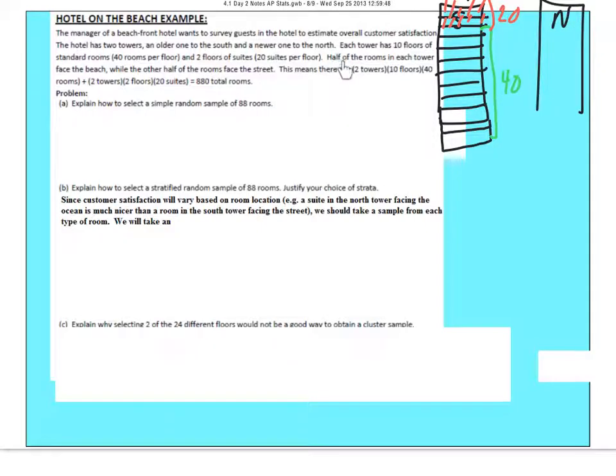Now, in addition, half of the rooms in each tower face the beach, while the other half face the street. This means there are 2 towers, 10 floors of 40 rooms, in 2 towers, 2 floors of 20 rooms. There's a total of 880 rooms as a population. Now, how would we do this? Explain how to select just a simple random sample of 88 rooms.